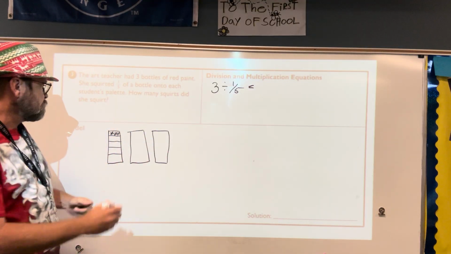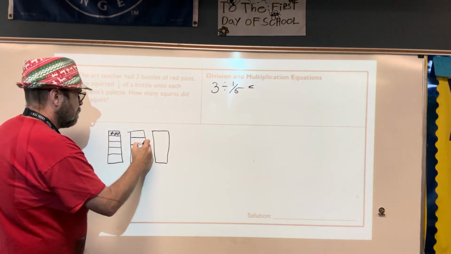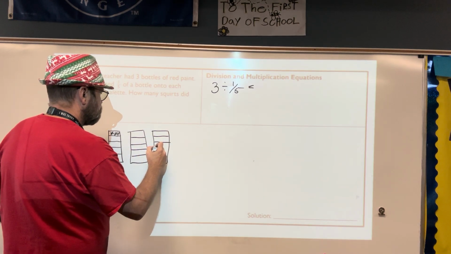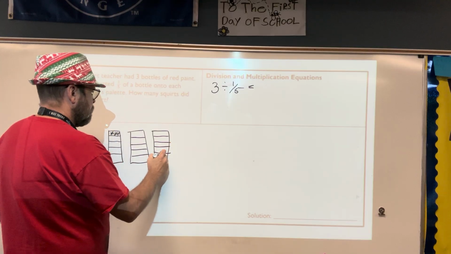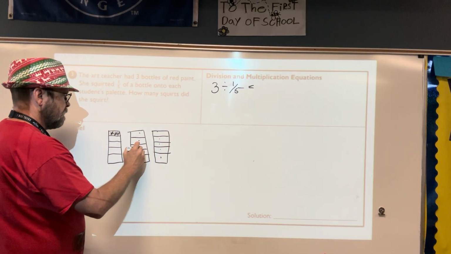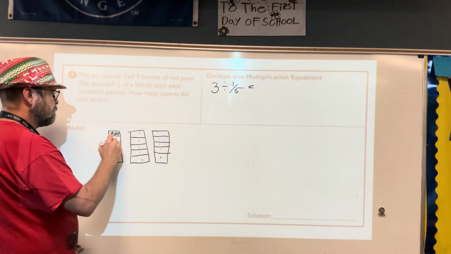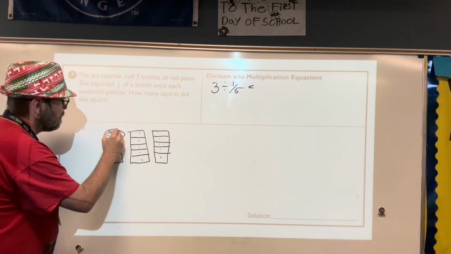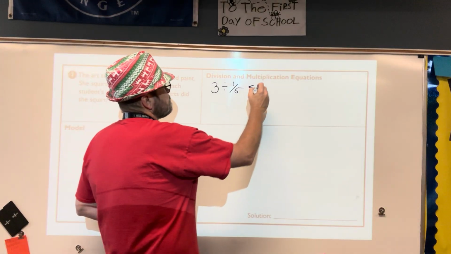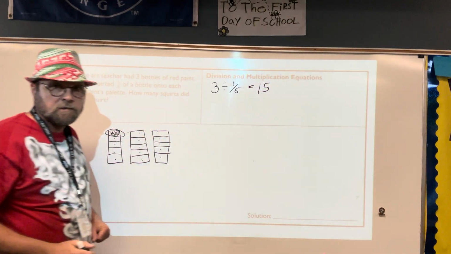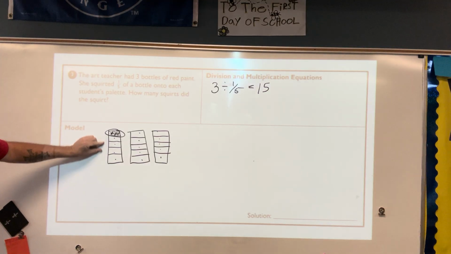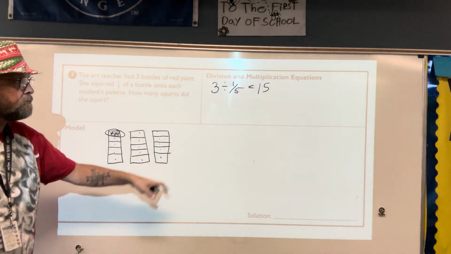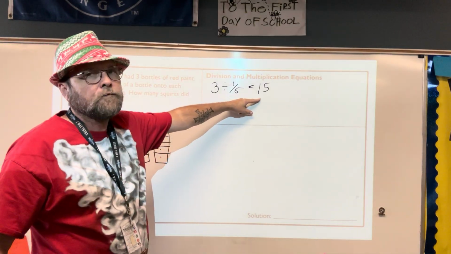Well, if I kept with my picture, and we're pretending like they're all the exact same, 1, 2, 3, 4, 5, 6, 7, 8, 9, 10, 11, 12, 13, 14, 15. So each student gets this much. There are 15 students. In one bottle, she has 5 students, another bottle, 5 students, and another bottle, 5 students. 3 divided by 1/5 is 15.